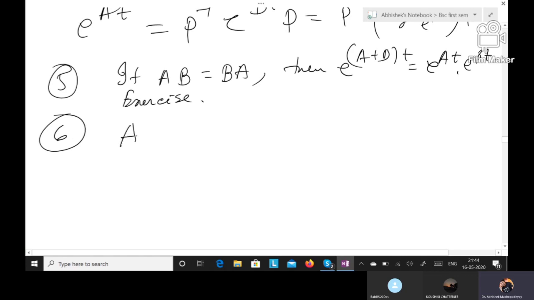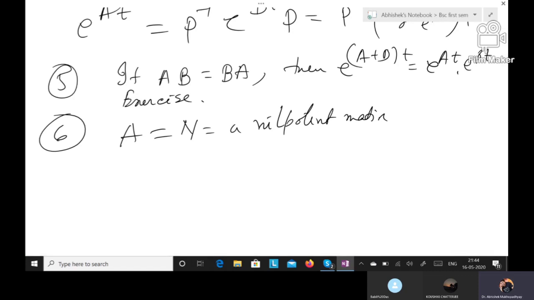Now the sixth one is, if A is a nilpotent matrix. What do you mean by a nilpotent matrix? A square matrix A is said to be a nilpotent matrix if for some k, A to the power k will be 0, a nilpotent matrix of nilpotency k naught. What do you mean by nilpotency of a nilpotent matrix?